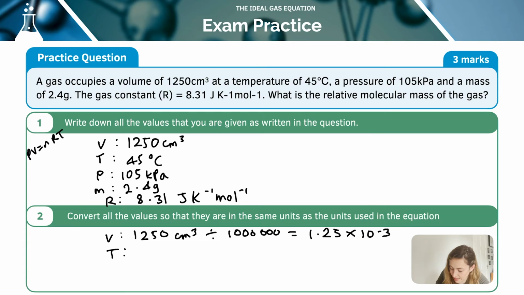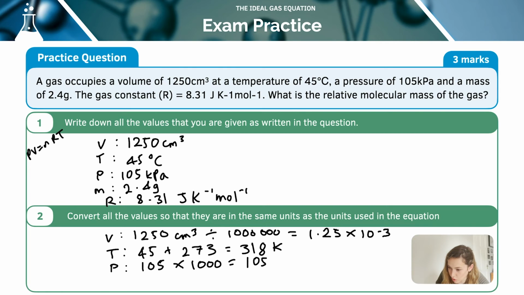My temperature: I need to add 273, so 45 plus 273 converts it to Kelvin, so it's 318 Kelvin. My pressure needs to be in pascals, so I'm going to convert from kilopascals to pascals. I need to times by 1,000, so 105 times 1,000 is 105,000 pascals. And my mass is the same. That's not going to change, and my R is the same. They don't need any converting. We're not even going to use mass in that original question. We might need it later on.